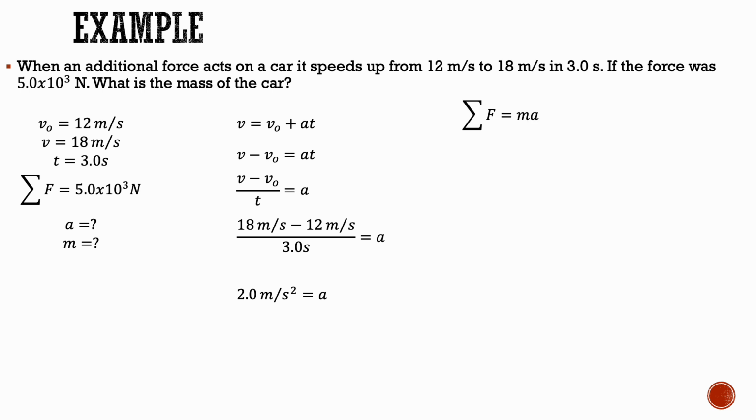Now we'll look at our force equation. So sum of forces is mass times acceleration, and we want to get mass on its own, so we'll divide both sides by our acceleration. At this point, we'll substitute our values in. So we have 5 times 10 to the 3 newtons divided by 2 meters per second squared. And that gives us 2,500 kilograms.